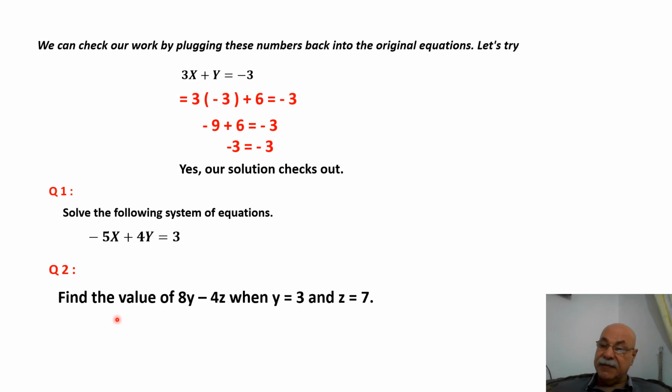They ask me for the value of 8y plus 47 when y equals 3 and z equals 7. Here he gives me just the value of y equals 3 and z equals 7. This is very simple and easy for you, but just practice replacing z and y with 7 and 3. This means multiply, and just simplify normally, please. And you can show me your answer in the comment.